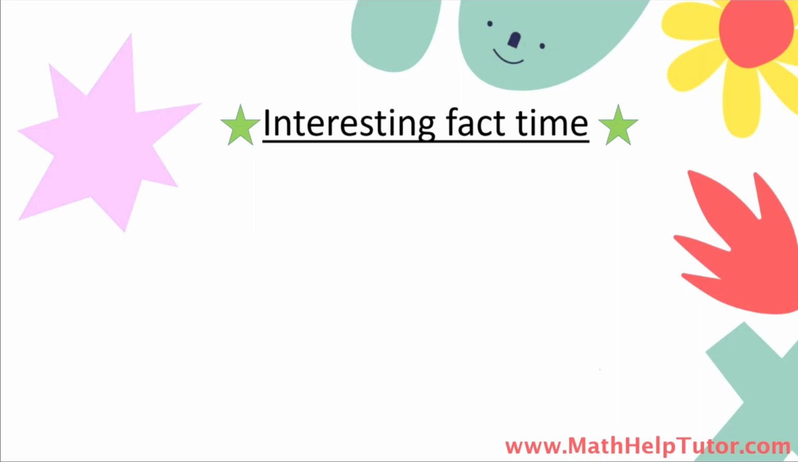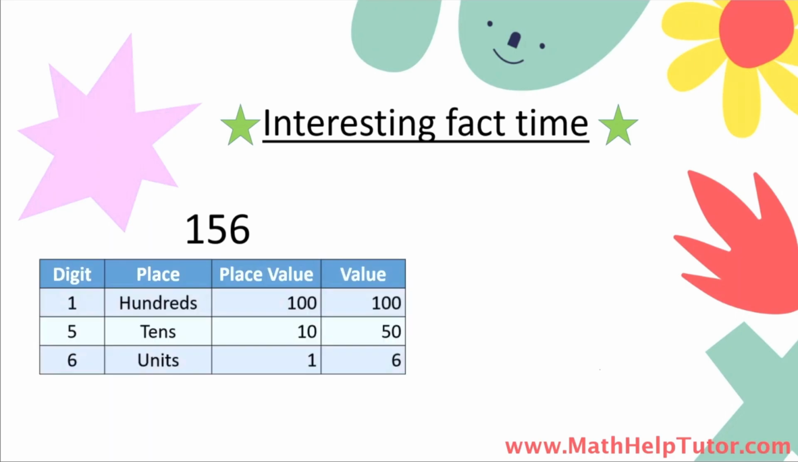place's digit. Say for the number 156, first we have to know the different digits and each of their place value and value. So for this number, we have three digits. Digit 1, digit 5, and digit 6. Digit 1 is in the hundreds place, which has a place value of 100. Digit 5 is in the tens place, which has a place value of 10. And digit 6 is in the ones place or units place, which has a place value of 1.